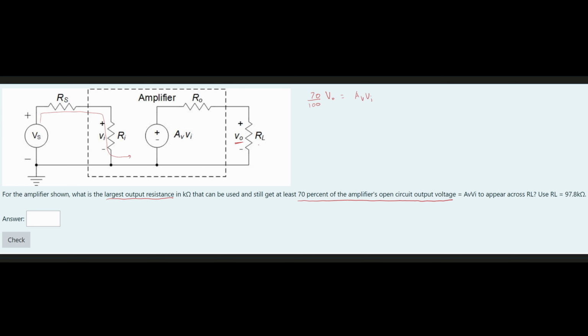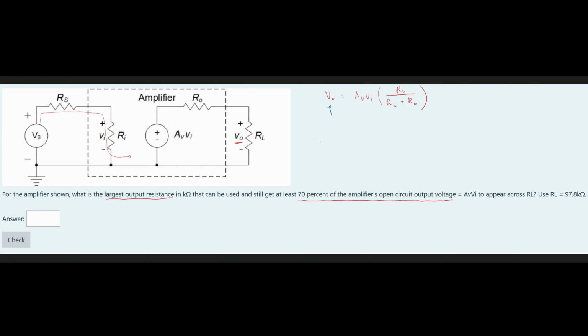Now this V naught is what we're going to want to focus on. We're going to use the voltage divider method, which we've been using quite frequently. The resistor tied with our output voltage gives us RL divided by RL plus the other resistor, which is our R naught right here. Now we have our equation. This 70% shouldn't even be here, because this should just be the output. I made a mistake there. So this is just V out.